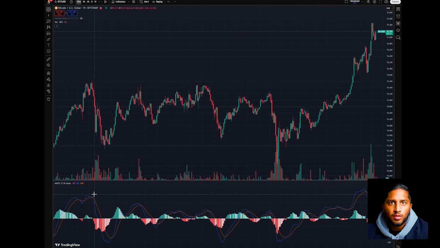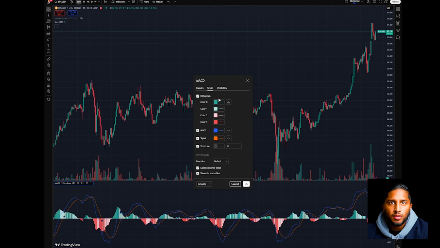Let's go ahead and jump into the settings. Hover over the MACD. Click this icon right here. It'll open up the settings. Now, I like to keep it default, but let's look at what is going on here. Let's click on inputs. Now, the MACD line is a 12 EMA and a 26 EMA. And then the signal line is a 9 EMA.